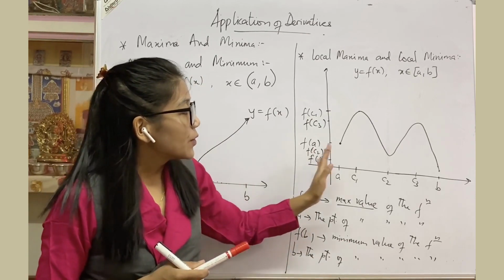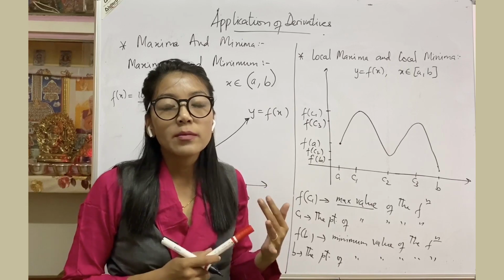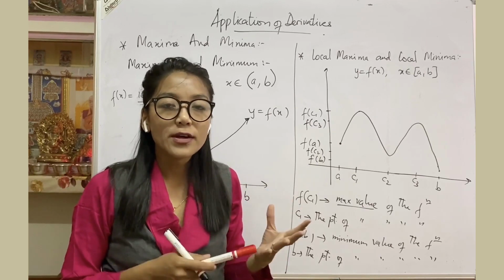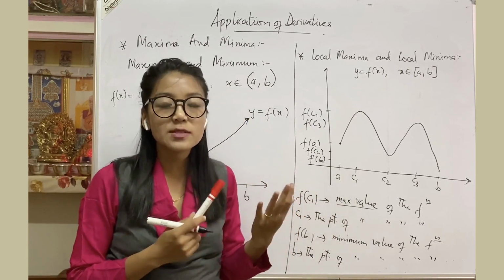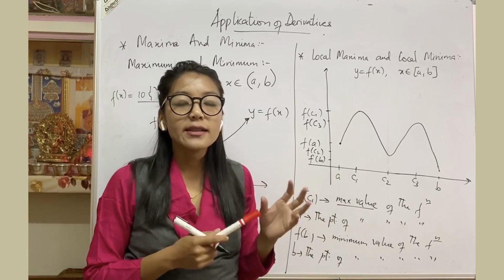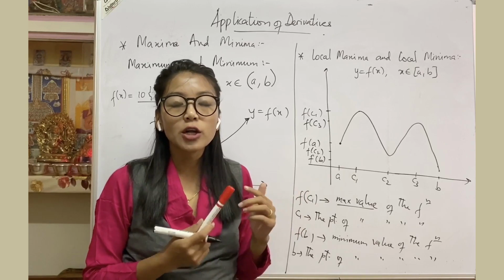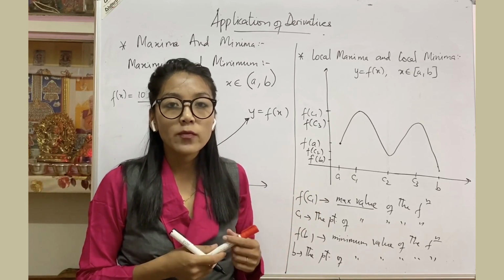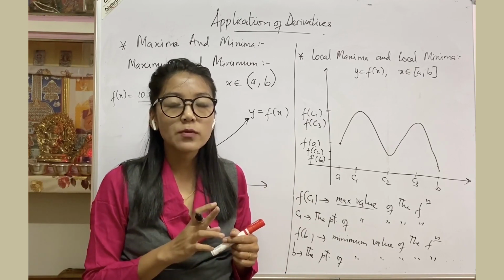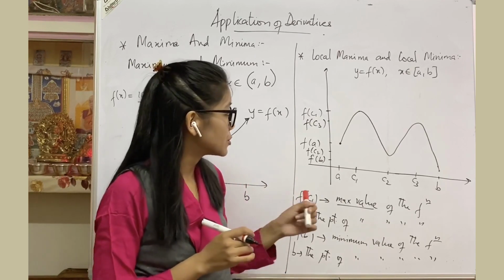I'm repeating it, okay, so for a function, the maximum and minimum value may exist, may not exist. If it exists, then that value is unique. You will not get two or more maximum values and two or more minimum values. So you will get only one maximum value and one minimum value for a function, right?